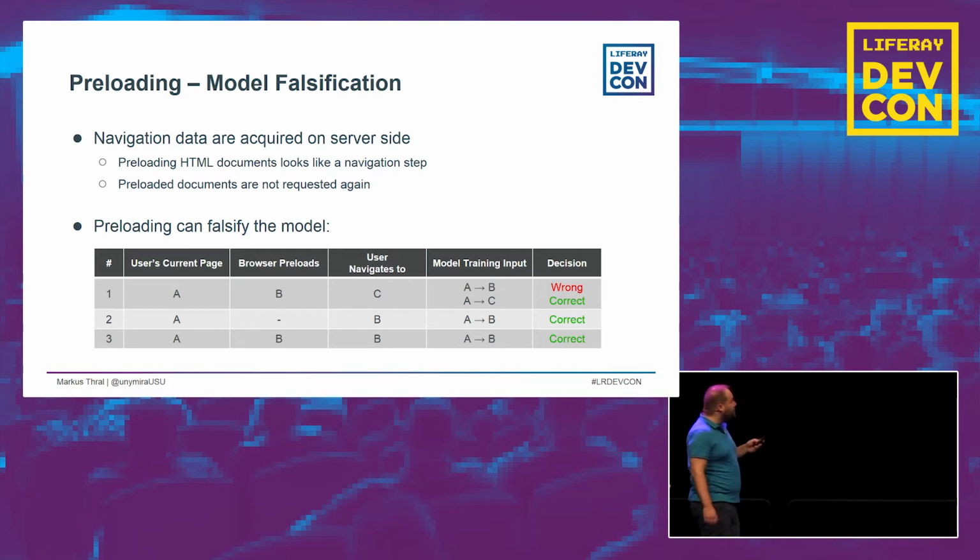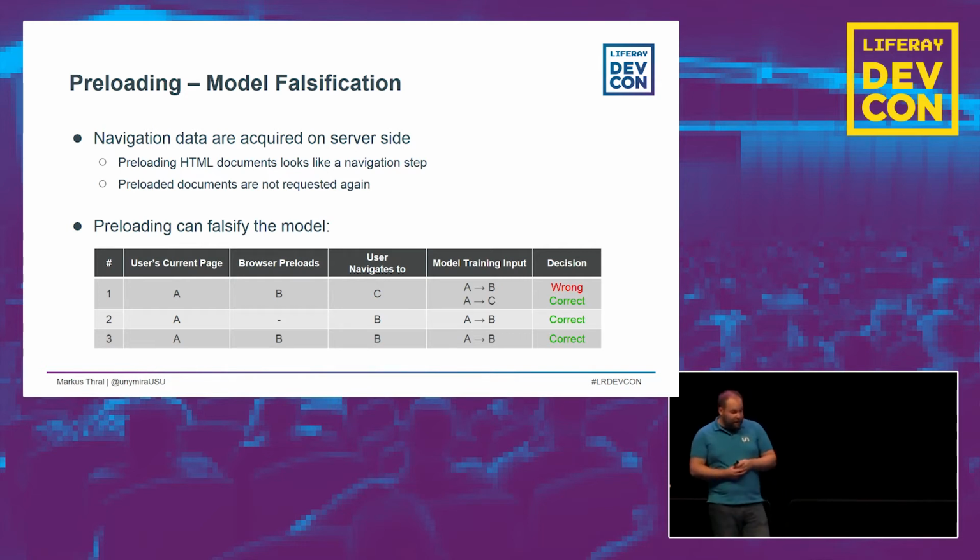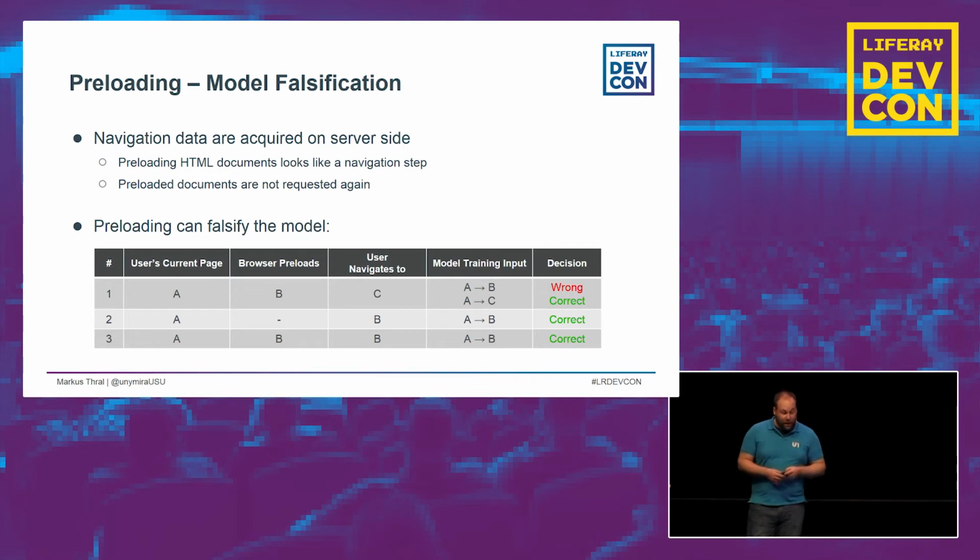To use the navigation step A to C would be the correct decision. In the next example, number 2, the user is on the current page A, and he navigates to B. Nothing is preloaded. To train the model with the navigation step, right decision, clearly. The third example: the user is on page A, he navigates to B, and the browser already preloaded page B. To train the model, right decision.